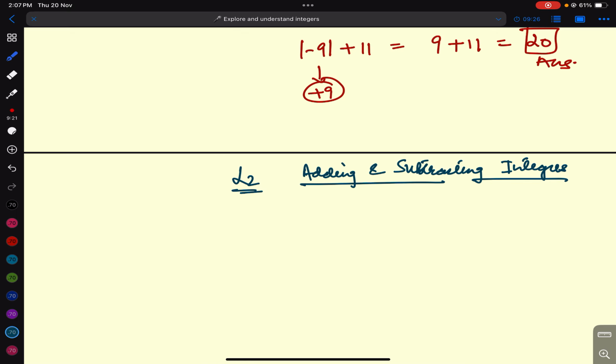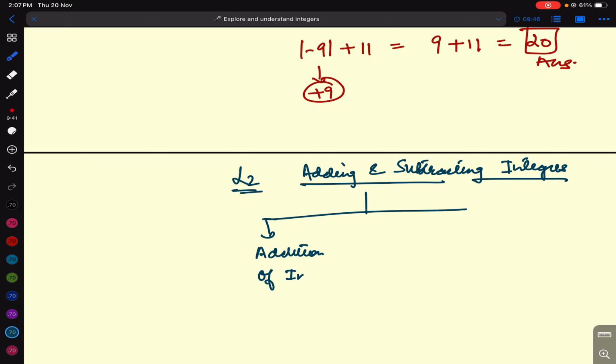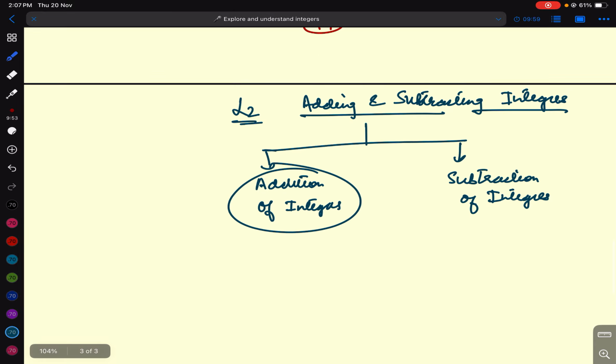Now as the name itself suggests, what we are going to discuss in this lesson is the addition and the subtraction of the integers, obviously, right? So here we'll be discussing the addition of integers and also the subtraction of integers. Clear? Now let's start with the addition first. Okay, let's start with this one.